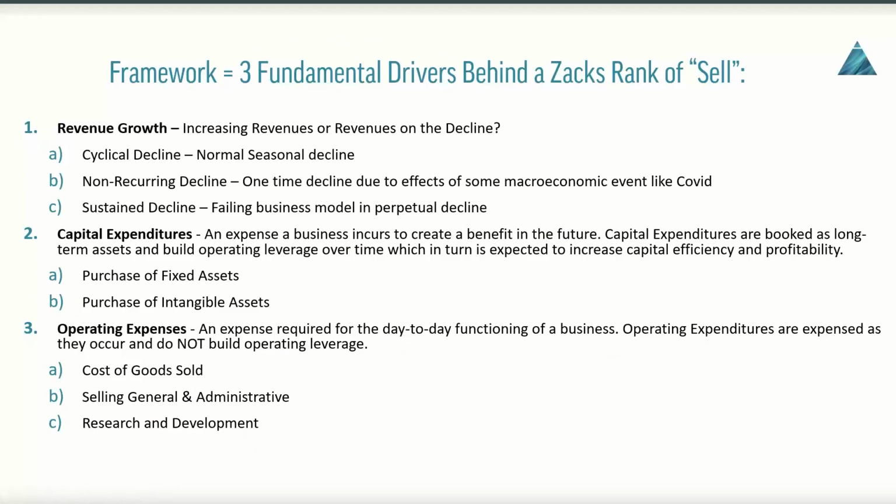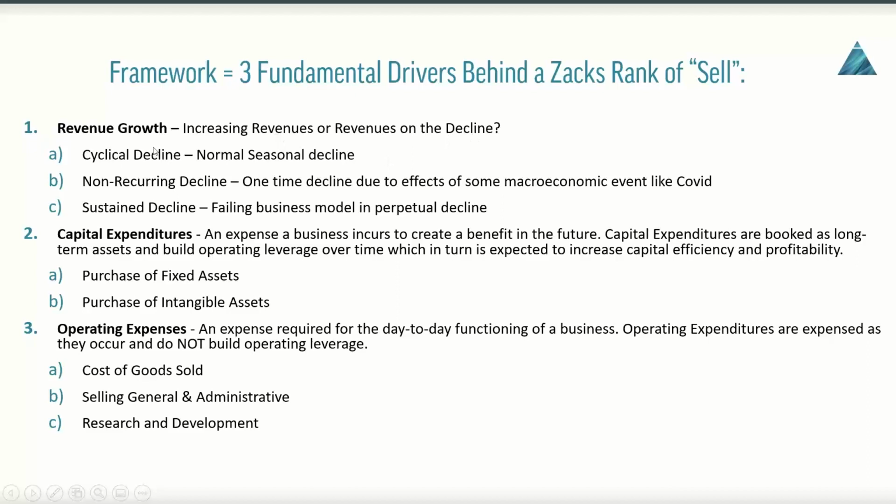So again, the framework is the three fundamental drivers behind the Zacks rank of a sell. Specifically, it comes down to these three things, right? Revenue growth. Are revenues increasing or are revenues on the decline, right? If revenues are increasing, we really have no issue.